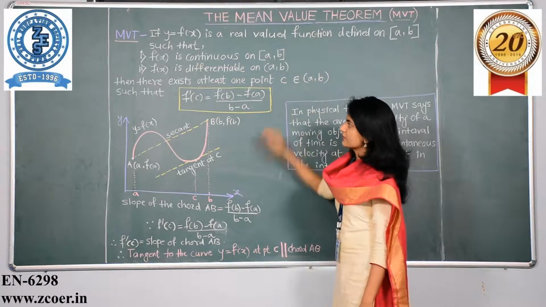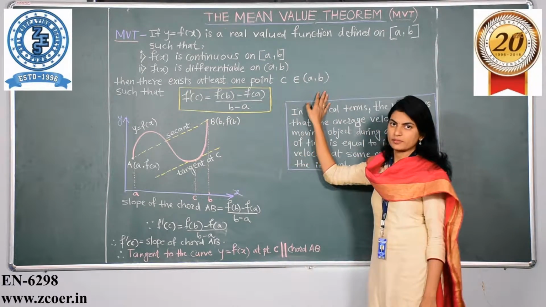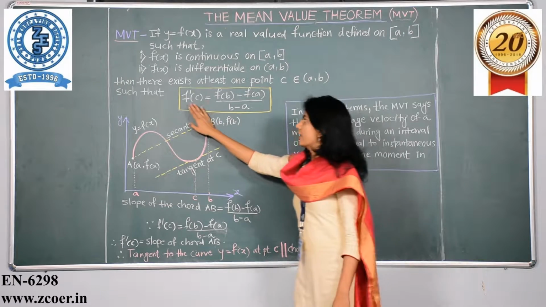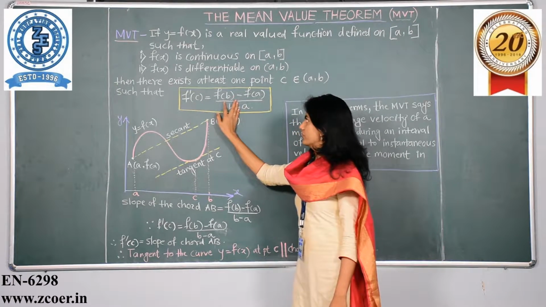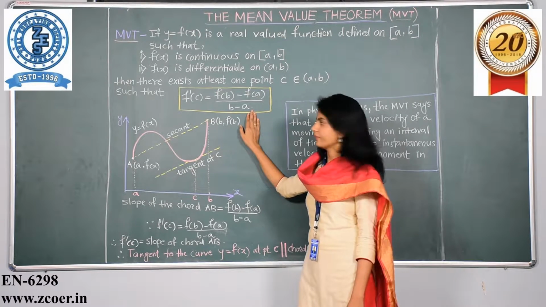So with these statements, there exists at least one point C in between A and B, such that f dash of C is equal to f of B minus f of A whole divided by B minus A.